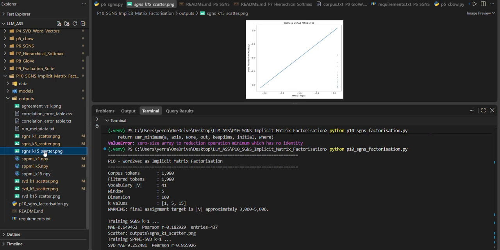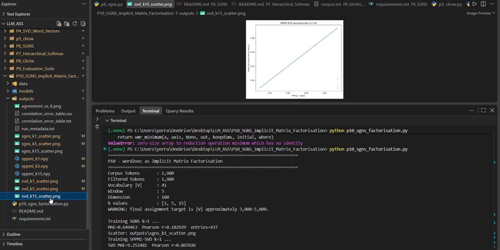Scatter plot analysis. For each value of k, a scatter plot is generated with x-axis PMI(w, c) minus log k, y-axis with M-cap(w, c). The plot provides a visual indication of how closely the SGNS solutions follow the shifted PMI relationship. The experiment also examines whether the relationship changes as the number of negative samples increases.